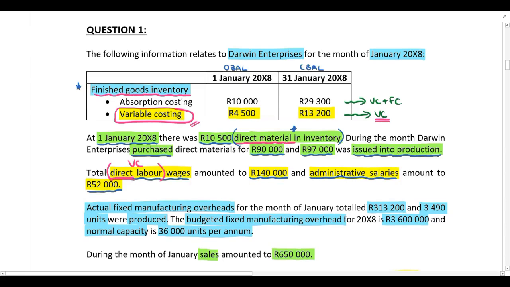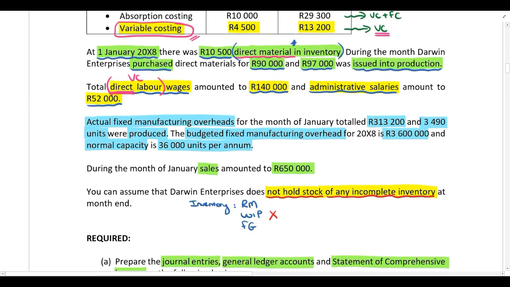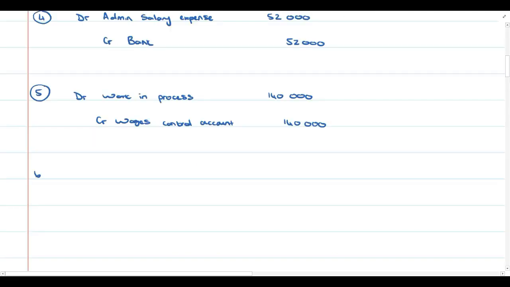Then next we were given information relating to our fixed manufacturing overheads. So please note, because we are still looking at variable costing, our fixed manufacturing overheads are not going to be included in the value of inventory. They're going to be expensed in the period incurred. So for the month of January, we have an actual fixed manufacturing overhead cost of $313,200. So let's record that transaction.